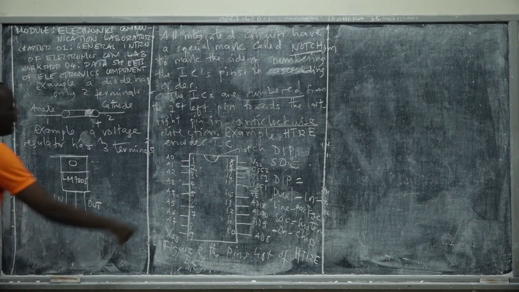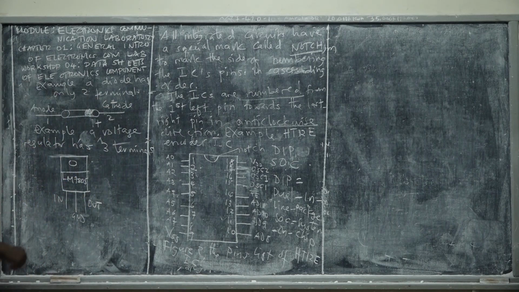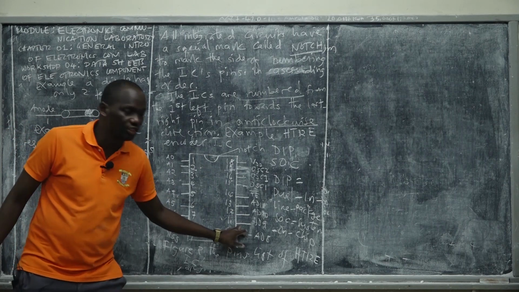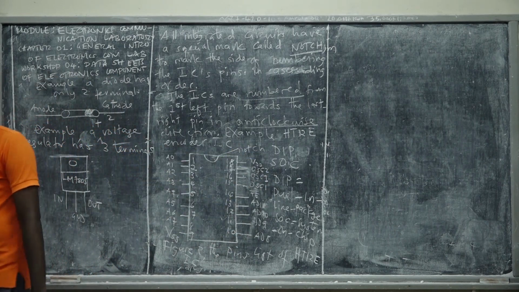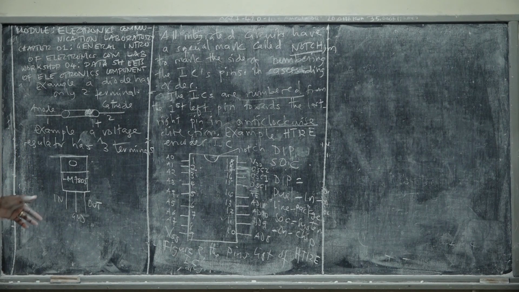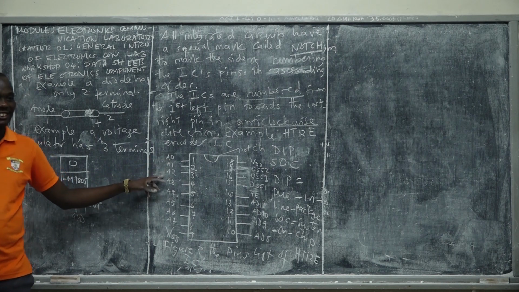So how many pins do we have? 18 pins, 9 pins on this side, 9 pins on this side. So this IC is a DIP, dual inline package. It's your responsibility to go and look at the SOC packaging. How does it look like? All right.